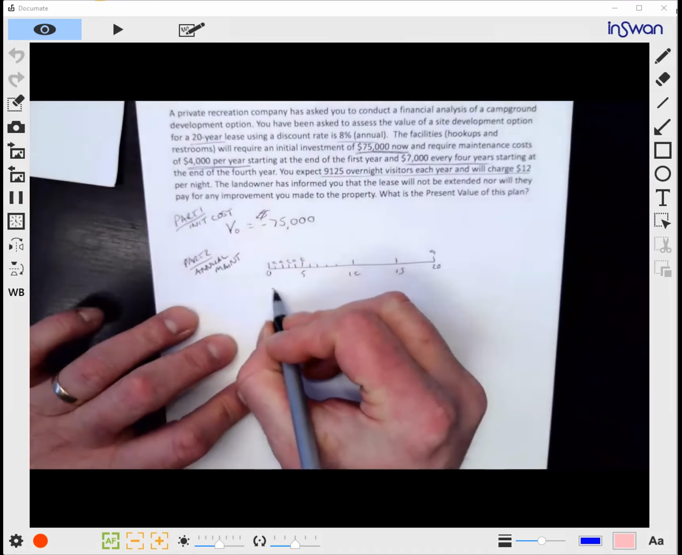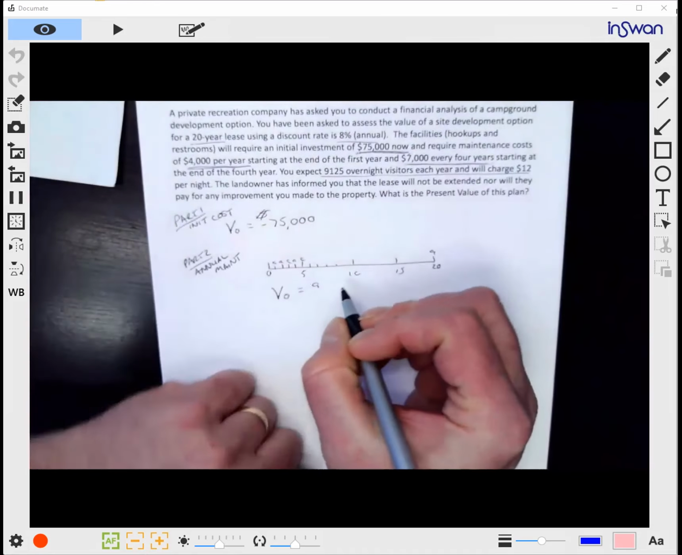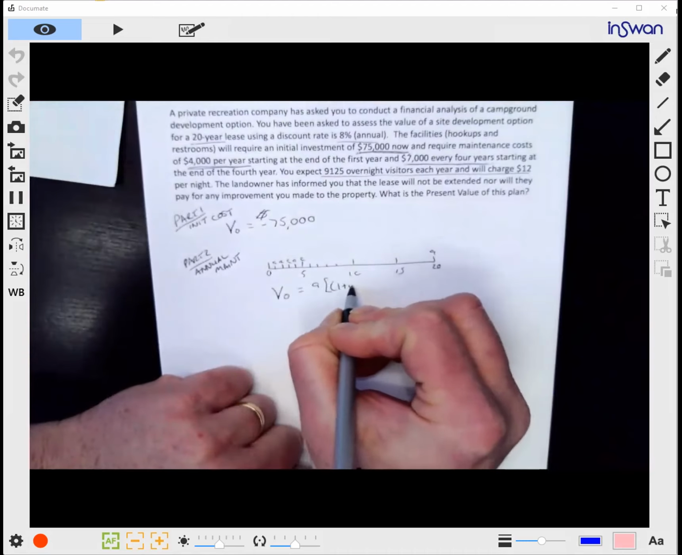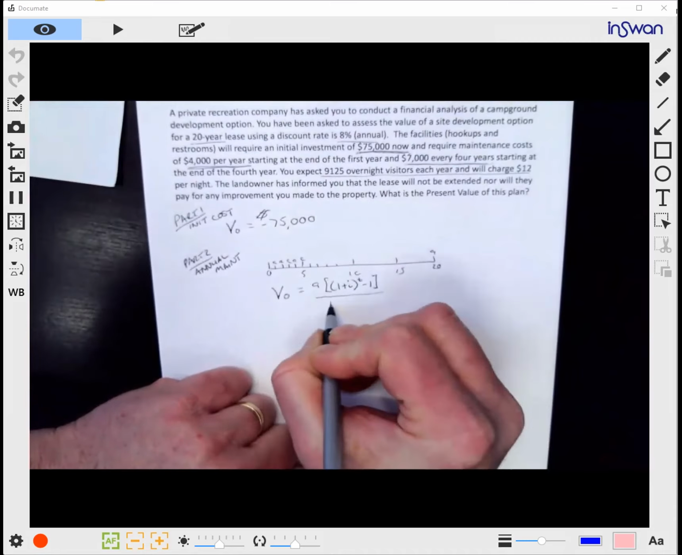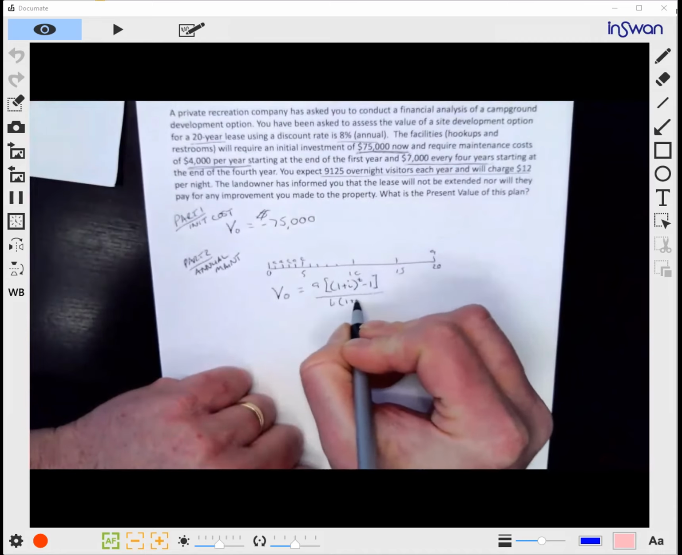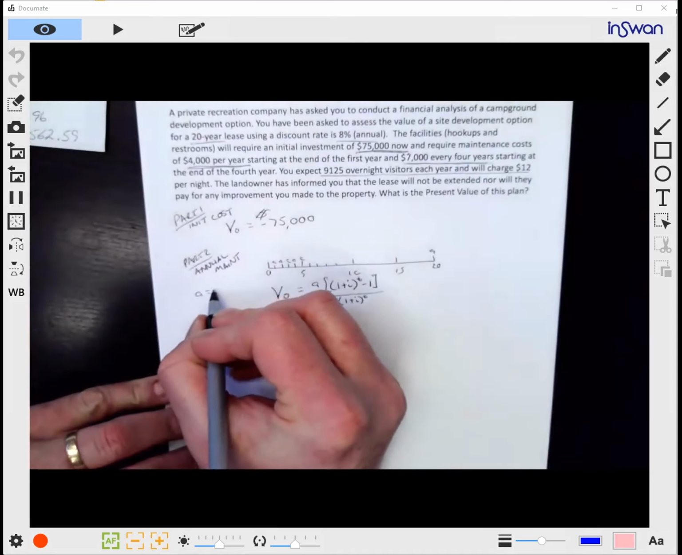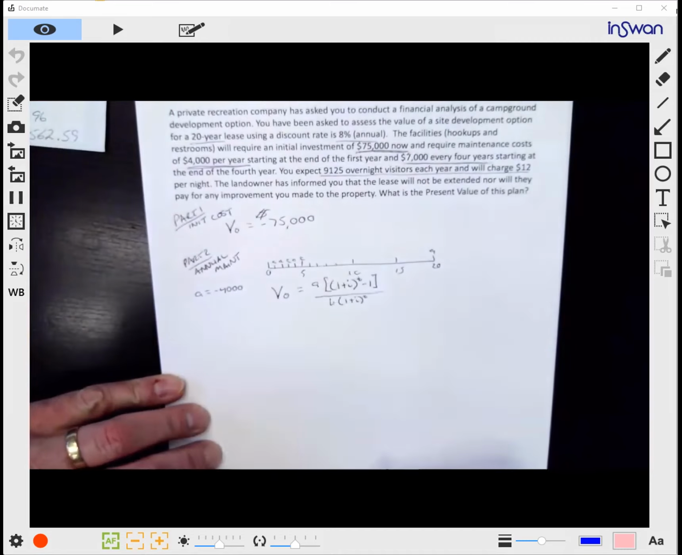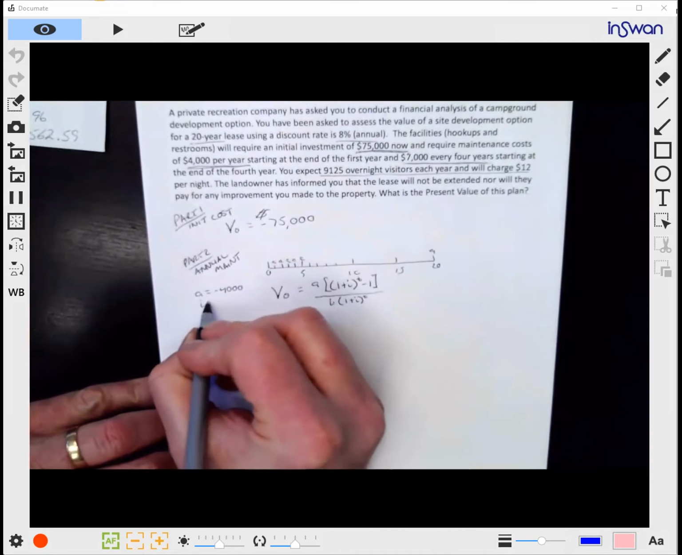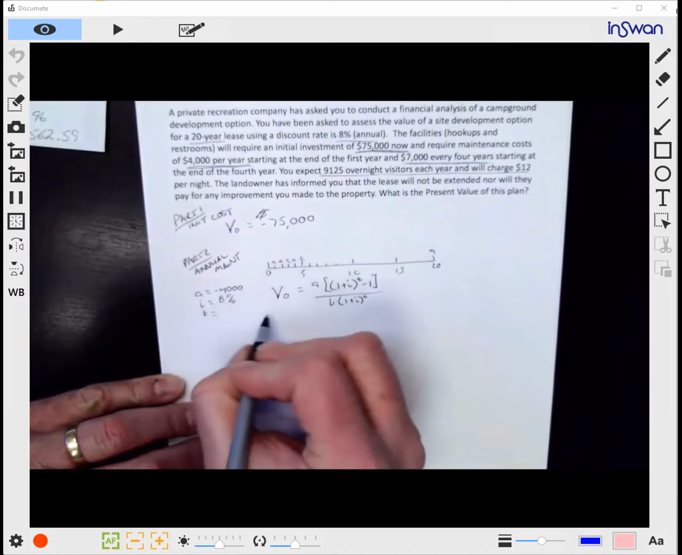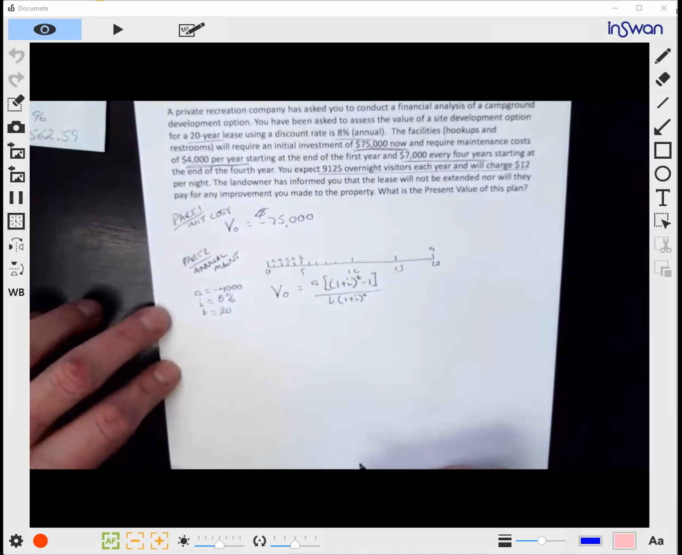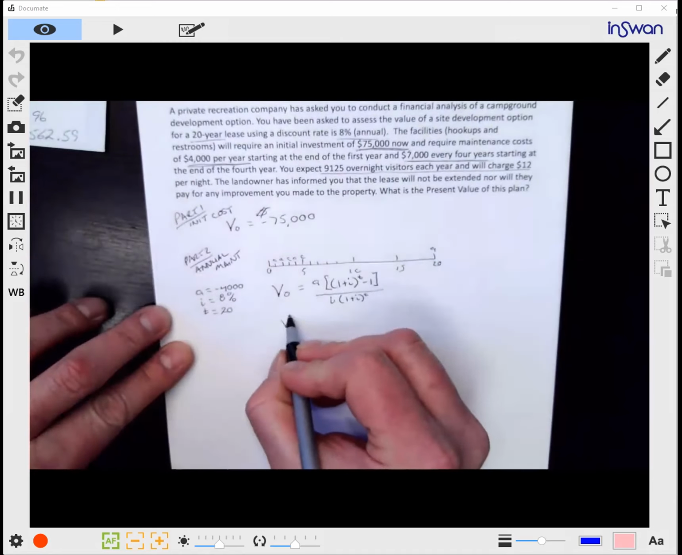So let's write that equation down. VO equals A times (1 plus I to the T minus 1) over I times (1 plus I to the T). That's our equation. And we want to get in our known values. So our known values here are A equals minus 4,000, that's the annual maintenance fee. I equals 8%. And T is the time period that we're talking about, which is 20 years. So I've got my values for part two. I'm going to plug them in.